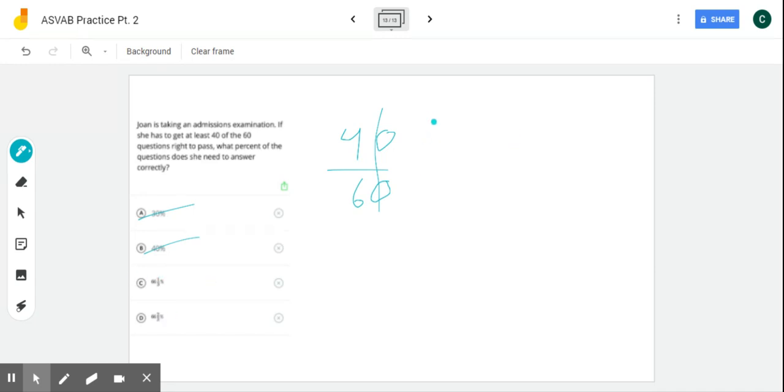Okay, so the zeros canceled out, we're left with 4/6. If I divide top and bottom by 2, again, I'm just continuing to reduce the fraction. Divide top and bottom by 2, I get 2/3. 4 divided by 2 is 2. 6 divided by 2 is 3.